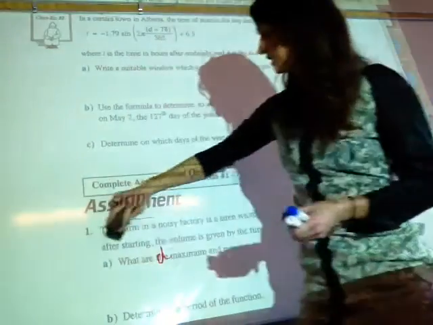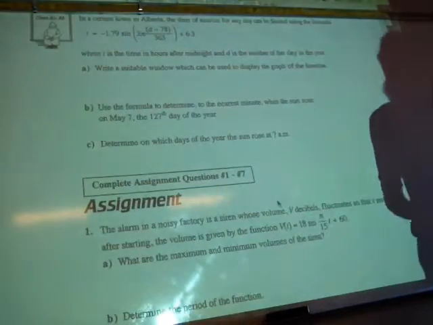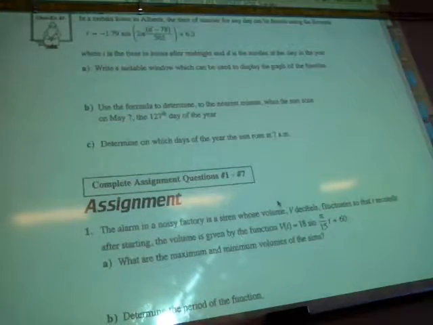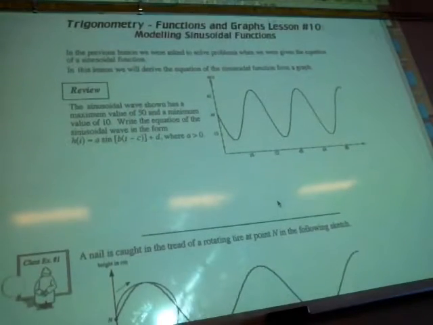So a lot of these questions are just understanding the scenario. And once you understand that, it's really easy to use your calculator as an aid to find the answer. Lesson 10 is a little bit different. We're given the graph, and we need to now come up with the equation.